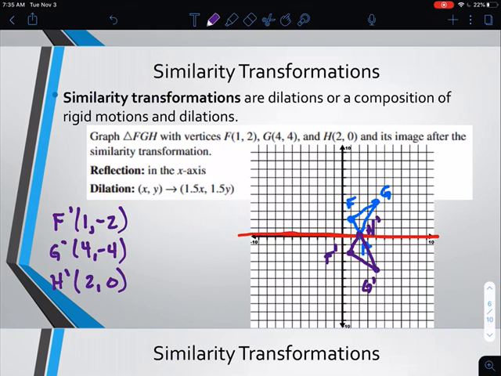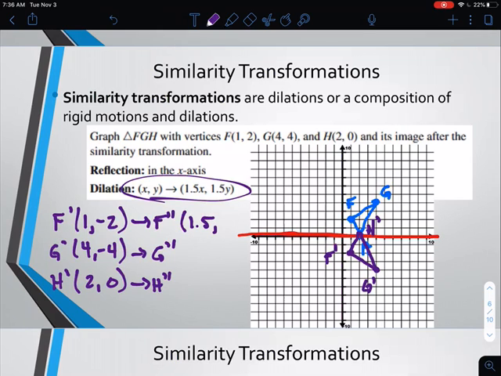Now, if I'm going to dilate, we talked about this in the last section for dilation. So when I want to find F double prime, G double prime, and H double prime, they're giving me the rule right here. They're saying take all your x, y values and multiply them by 1.5. So for F double prime, I'm going to take 1 times 1.5, and so I'm going to get 1.5. -2 times 1.5 would give me -3, and so there's F double prime.